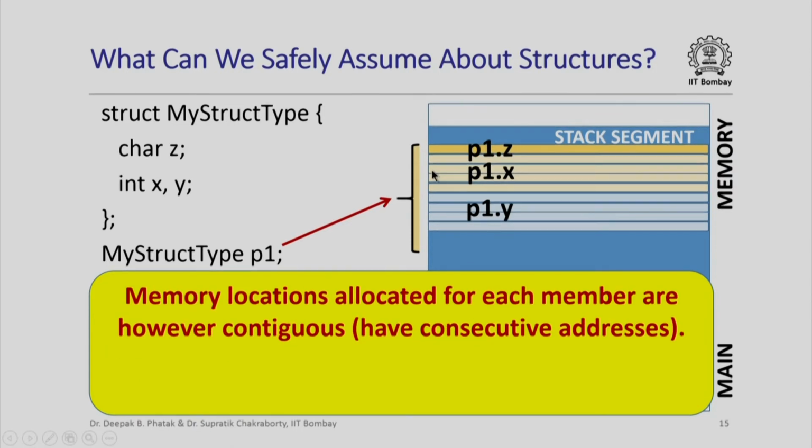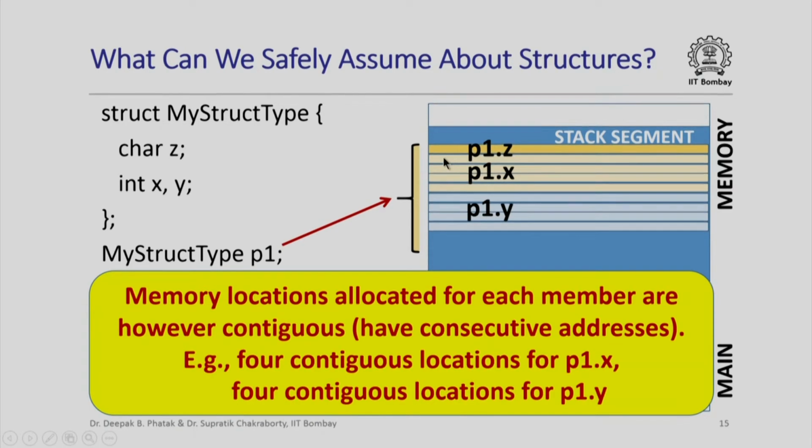However, we can assume that the memory locations allocated for a particular member like P1.x are all going to be contiguous, they are going to have consecutive addresses. So, for example, we can assume that P1.x will be stored in 4 contiguous locations and similarly P1.y will be stored in 4 contiguous locations. We cannot assume and we should not assume that there will be no gaps or paddings between P1.x and P1.y, and similarly we must not assume that P1.x will be stored earlier in the address space than P1.y.